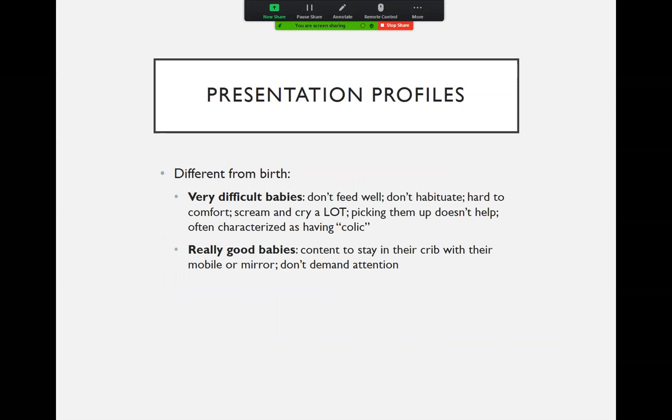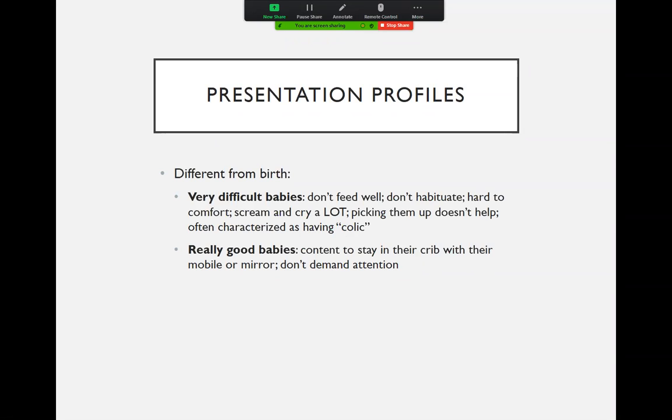The next slide talks about the presentation profiles. And one thing that I always try to explain to folks is that every child, adult, and teenager with autism presents differently. We do see a lot of characteristics that seem to be similar, but every person with autism is their own person that happens to have an autism diagnosis.